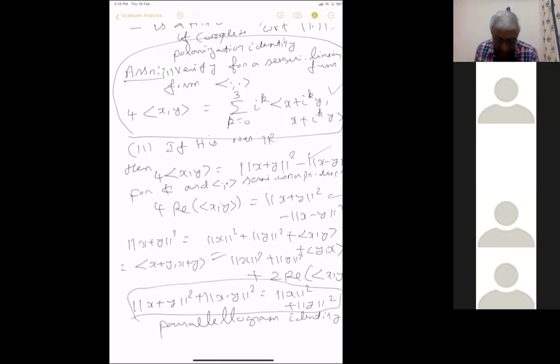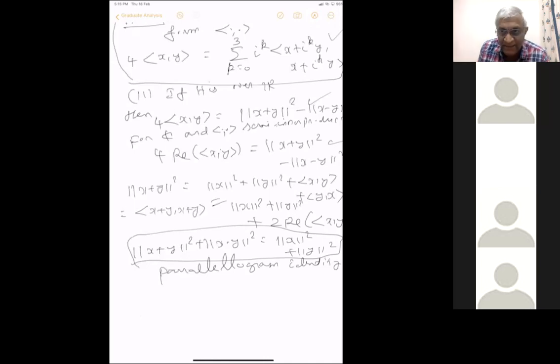If you expand norm of x plus y square like this, and norm of x minus y square like this, then the real part terms will cancel when you sum these two things. So you get norm x square plus norm y square. This is what the parallelogram identity is, which has been verified now.